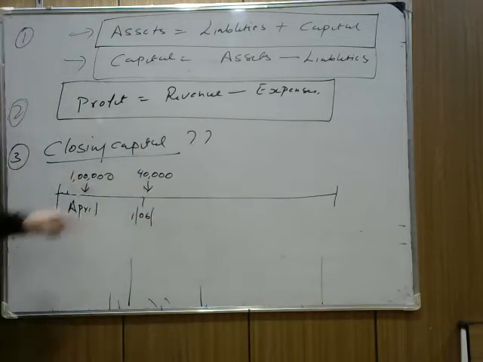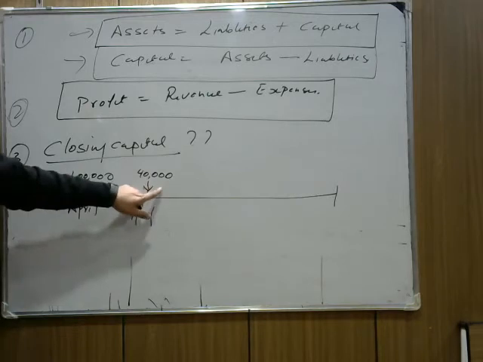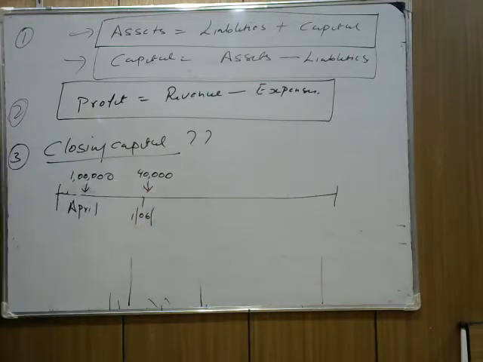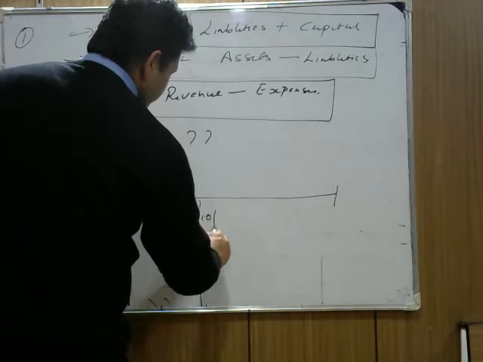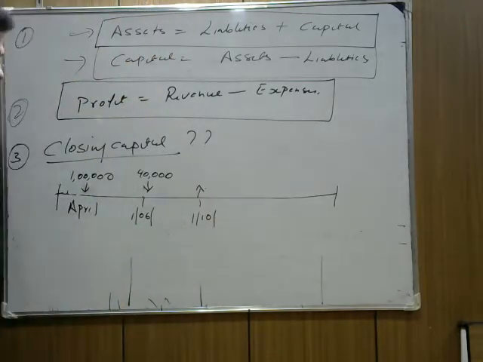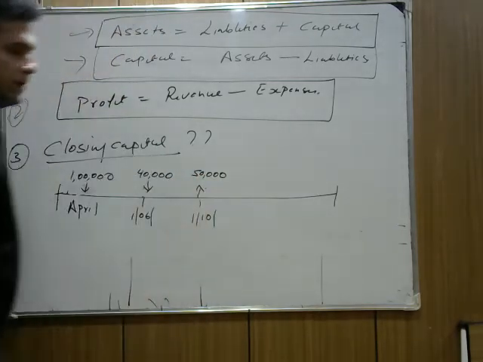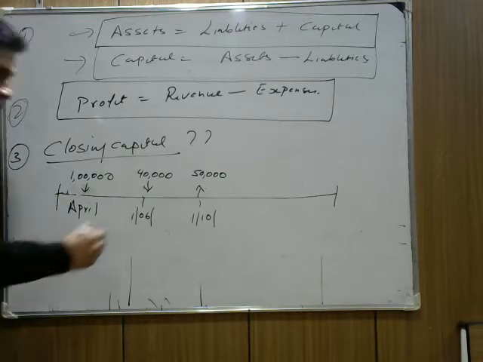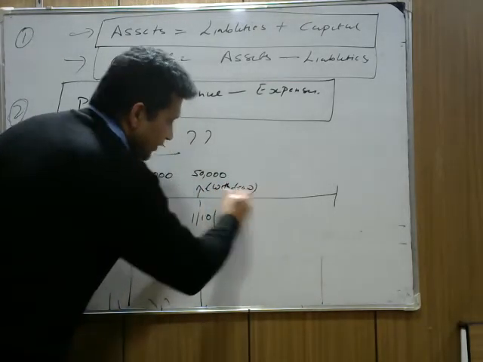Okay, so you start with capital 1 lakh rupees. On 1st June you introduce more capital, 40,000, you put more. Now your capital is 1,40,000. Next, on 1st October same year, you withdraw 50,000 rupees. आपने बिजनेस से निकाल ली, due to some personal reason, you withdraw the money.